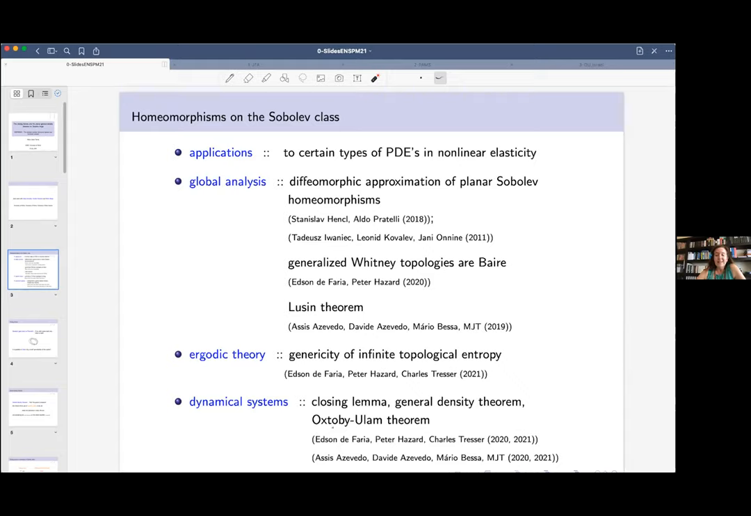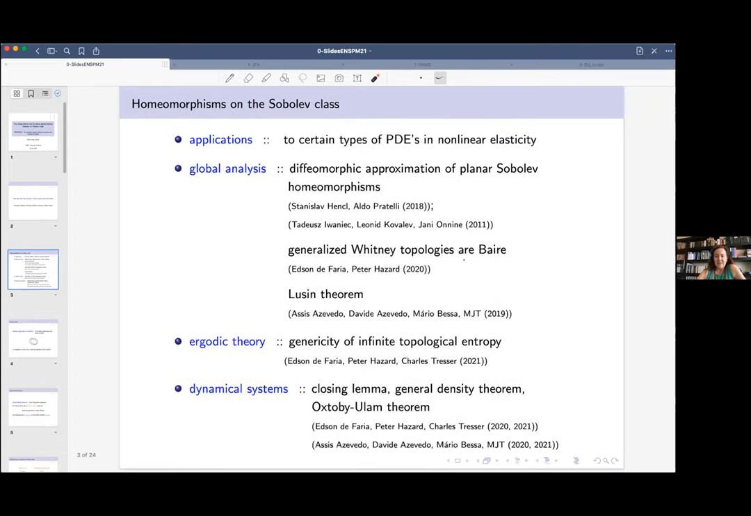But in the end, I will also say something about the Oxtoby-Ulam theorem, because two weeks ago we submitted a paper where we proved the Oxtoby-Ulam theorem for this class. And so I will begin first with the closing lemma and general density theorem. And in the last part of the talk, I will say some words about the Oxtoby-Ulam theorem in this class.